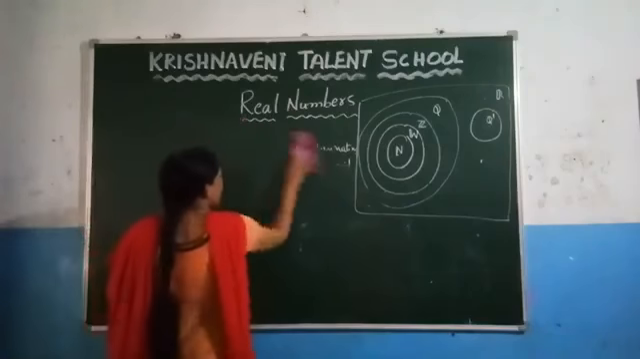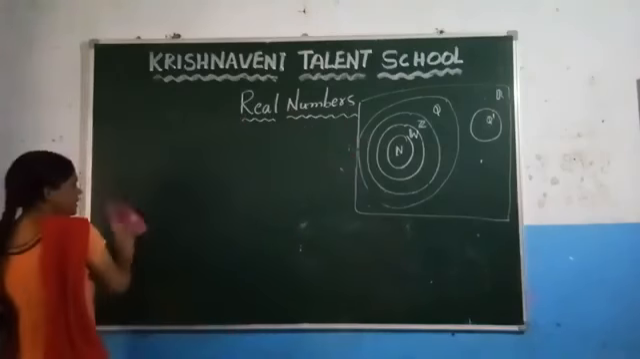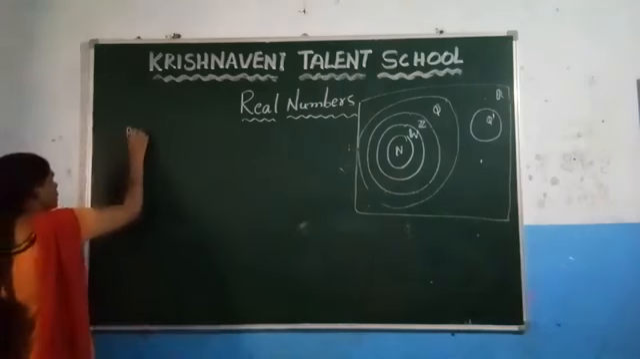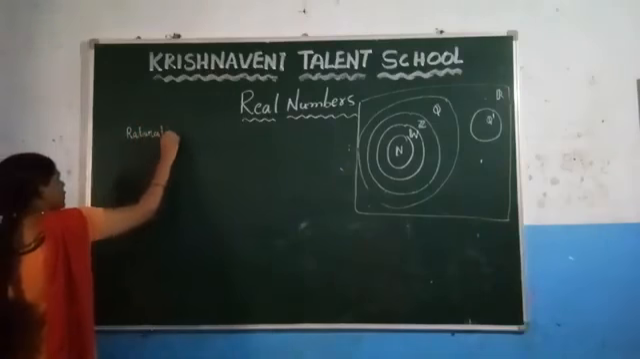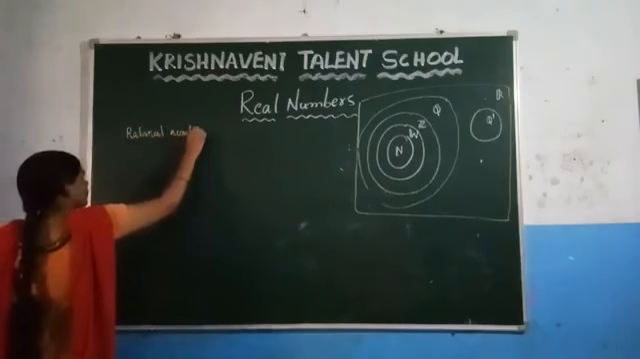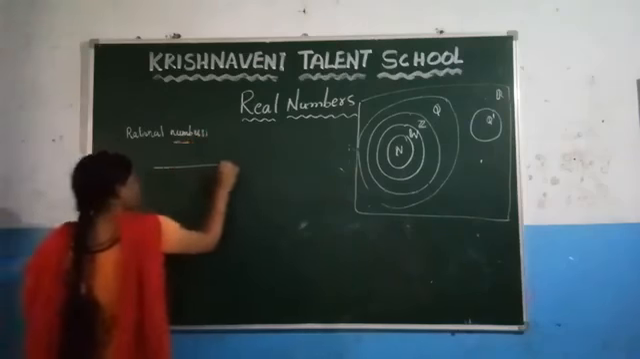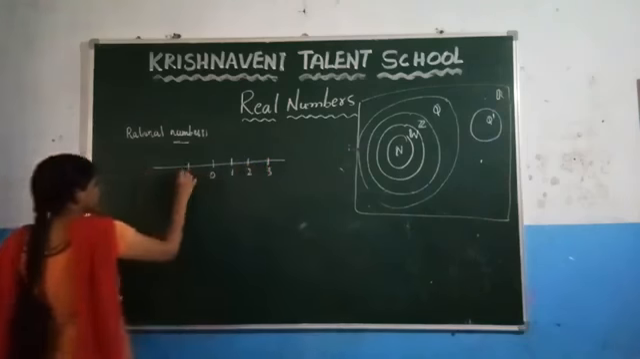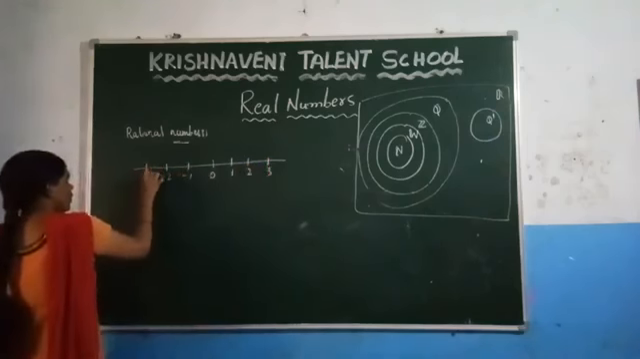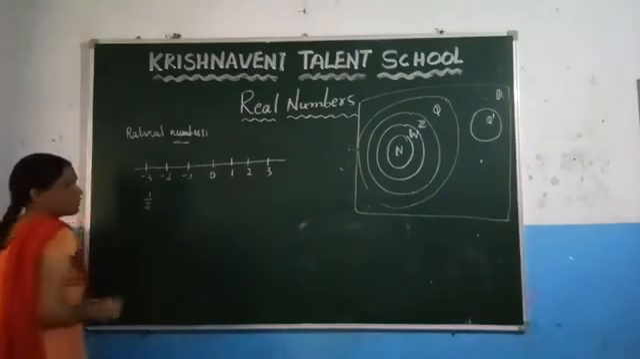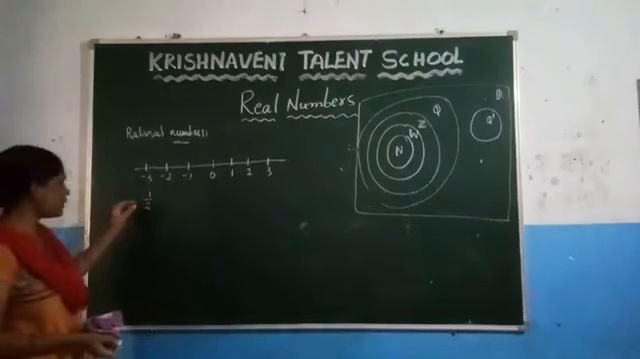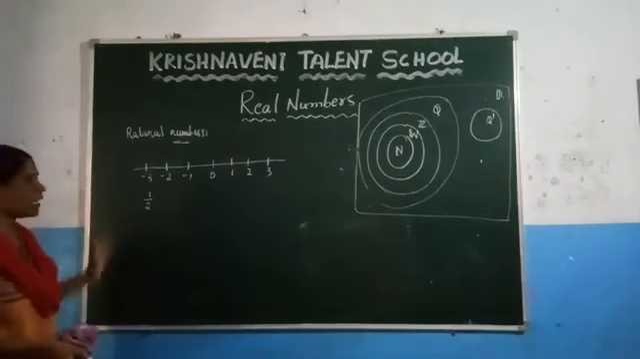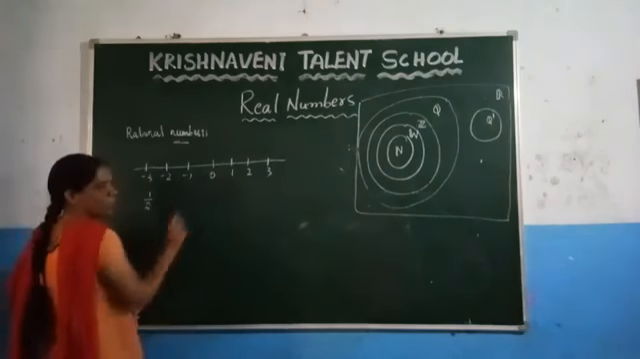Now let us discuss how to represent these irrational numbers and rational numbers on a number line. If you want to represent rational numbers on a number line, you have to draw the number line first and mark the numbers. If you want to represent 1 by 2 on a number line, the first step is to check what the denominator is. Here you can observe that the denominator is 2. So we have to divide each unit into 2 equal parts.